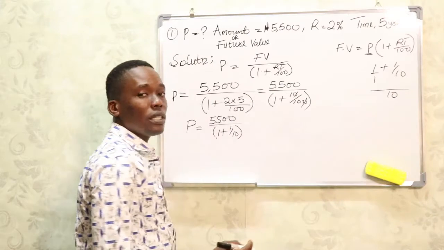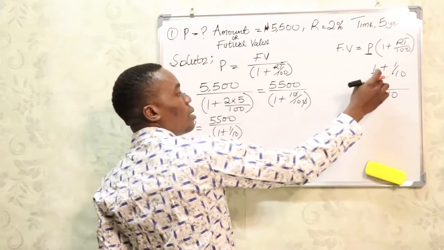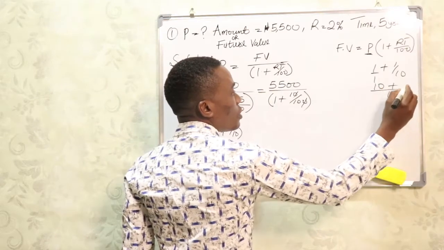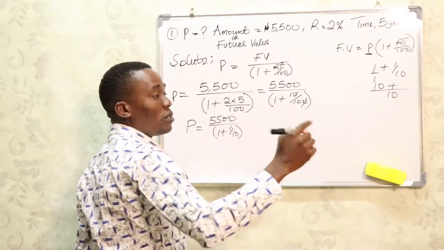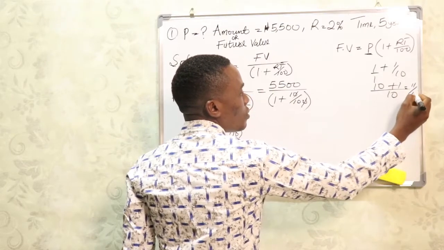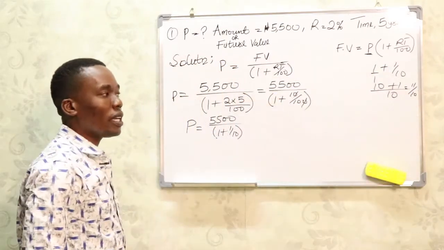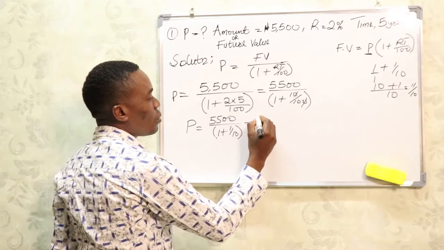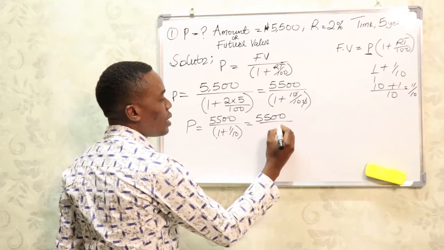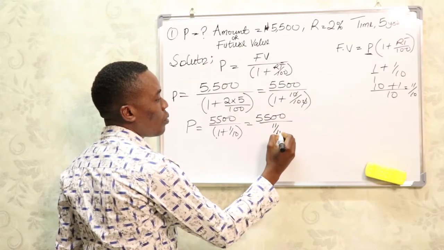This will give you 10, right? 10 divided by 1 is 10, 10 times 1 will give you 10, plus 10 divided by 10 is 1, 1 times 1 will give you 1. So if you add this, you're going to have 11 over 10. Now let's bring it back here. This will now give us 5,500 divided by 11 over 10.